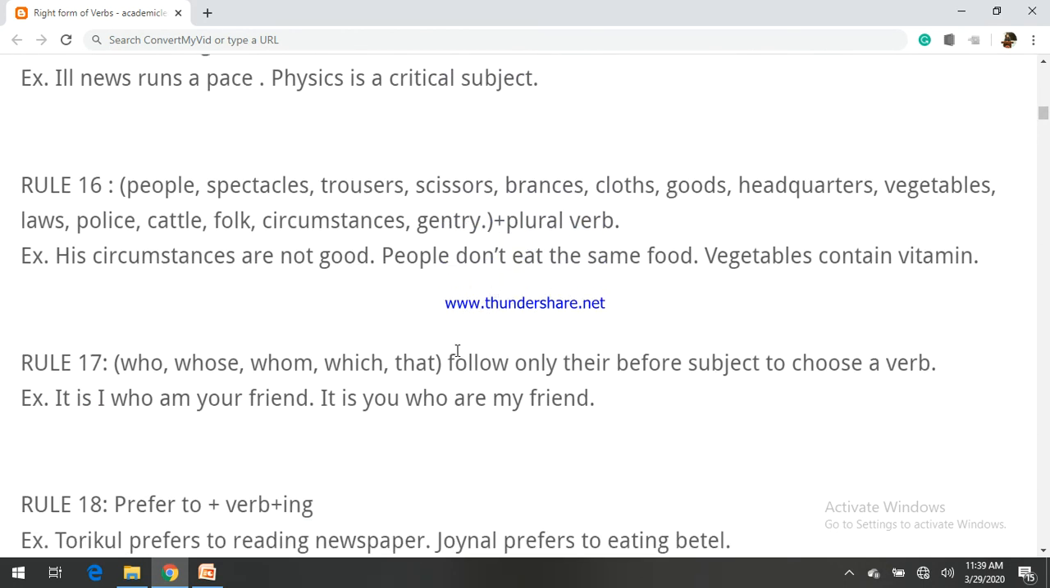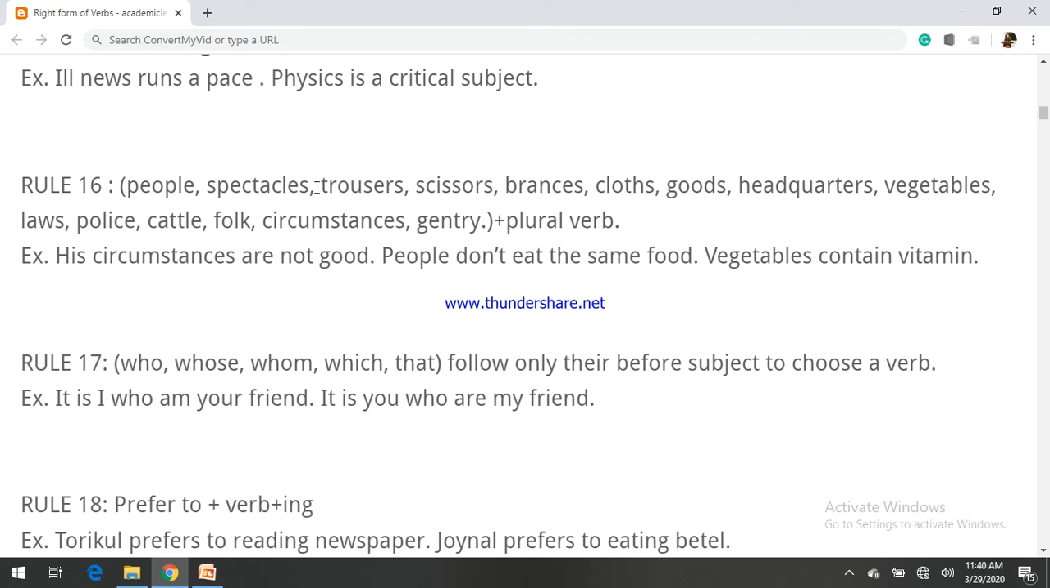And rule number 16, let's see. People, spectacles, trousers, scissors, branches, and then clothes, goods, headquarters, vegetables, laws, police, cattle, folk. Folk means public. Circumstances, gentry, plus plural verb, and you have to memorize these words as well. After these words you have to add a plural verb. These words follow a plural verb. You have to just remember or memorize this.